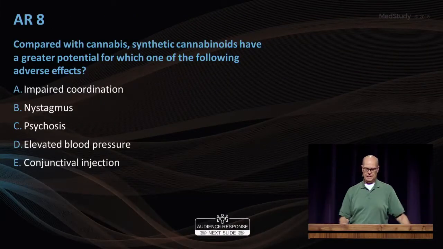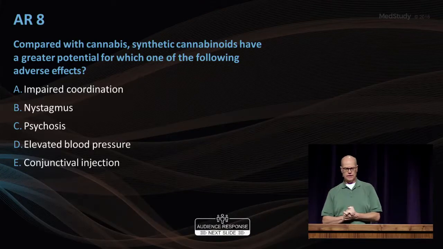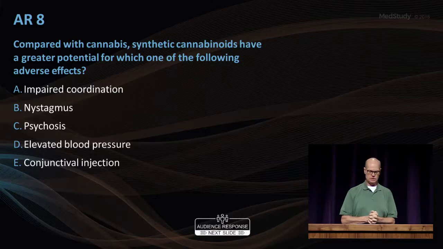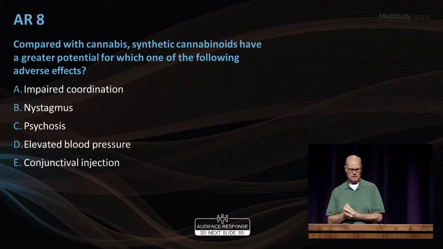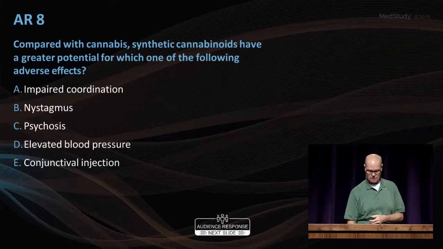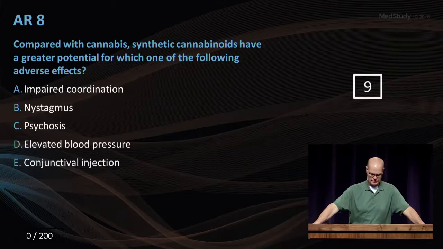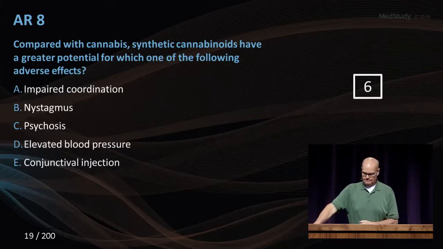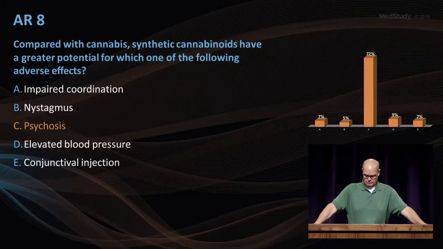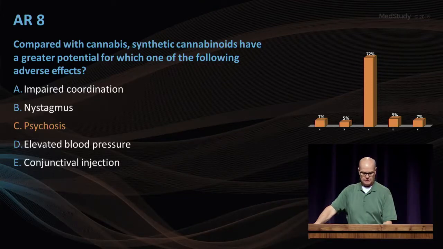So compared with cannabis, synthetic cannabinoids have a greater potential for which one of the following adverse effects: impaired coordination, nystagmus, psychosis, hypertension, or injection of the conjunctiva. So synthetic cannabinoids are associated with which one of these much more commonly? Good, absolutely, psychosis. So let's look at that a little bit more carefully.